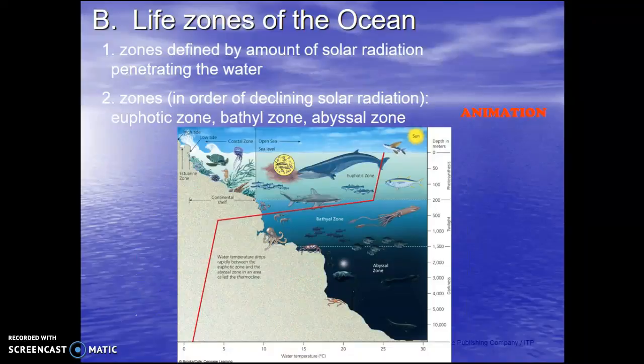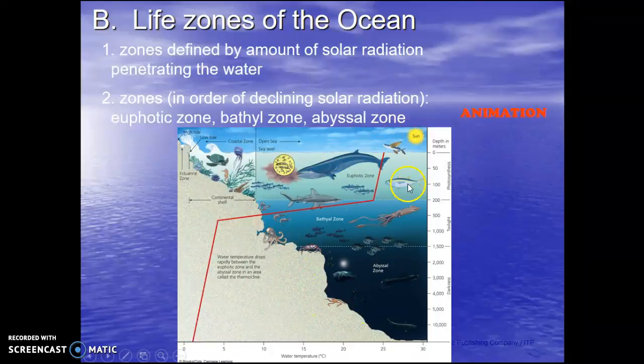So where are these life zones, right? So we've got life zones of the ocean that are defined right here. You can click on this animation over here on your own. I'm not going to do that right now, but when you're going through the PowerPoint yourself, you can click on it. But basically, light is the deciding factor here, right? So light is what makes this go from this zone up here to this zone down here.